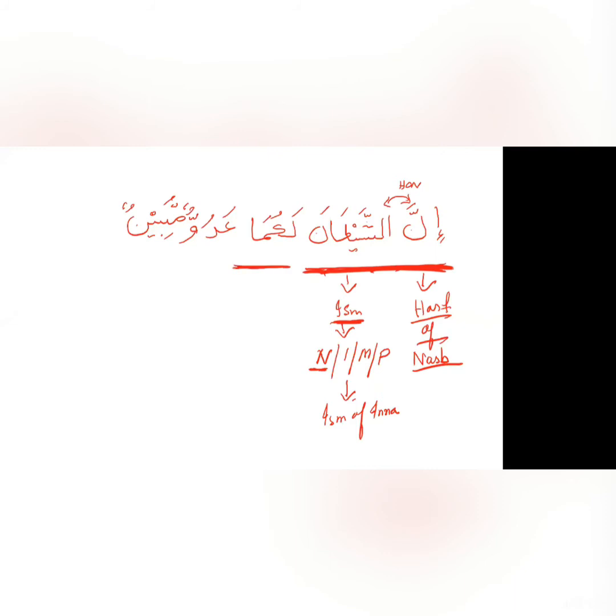What is lakuma? Jar majrur. It is la because it is harf of jar, and la has fatha on it because it is coming attached to an attached pronoun. Analyze the pronoun for me, please. Kuma. Dual. Kuma is both of you, right? Yes. Both of you. Masculine, feminine. What is the status of kuma?